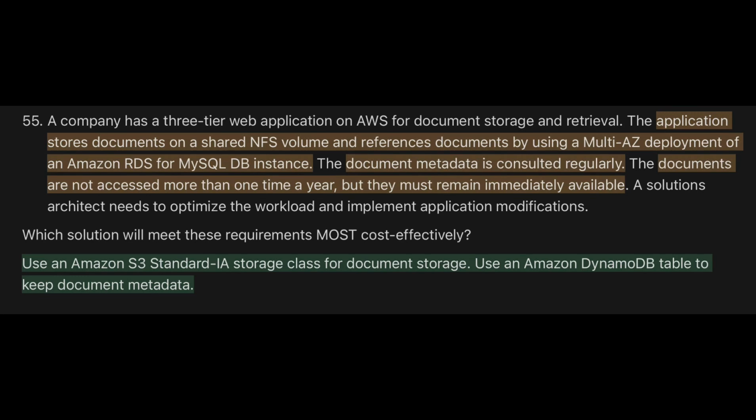Now let's say an application stores documents on a shared NFS volume and references documents by using a multi-AZ deployment of an Amazon RDS for MySQL database instance. And let's say the document metadata is consulted regularly and the documents aren't accessed more than one time a year, but they must remain immediately available. Well, in this case, they can use the Amazon S3 Standard-IA storage class for document storage, and then use an Amazon DynamoDB table to keep the document metadata.